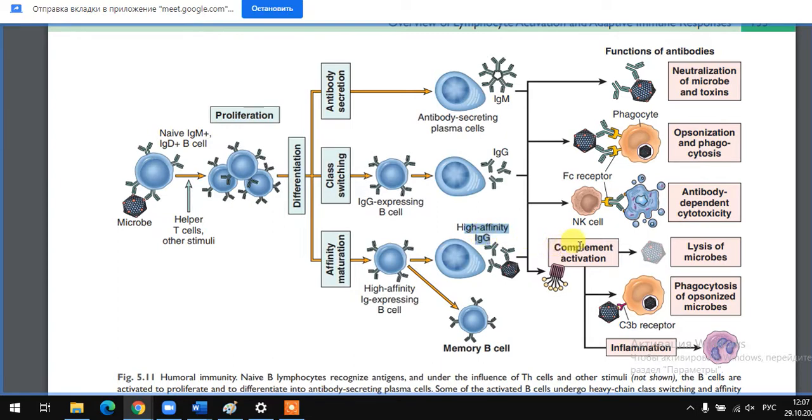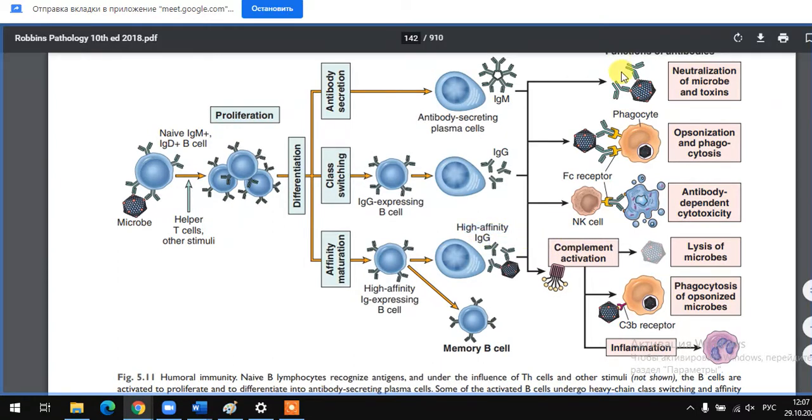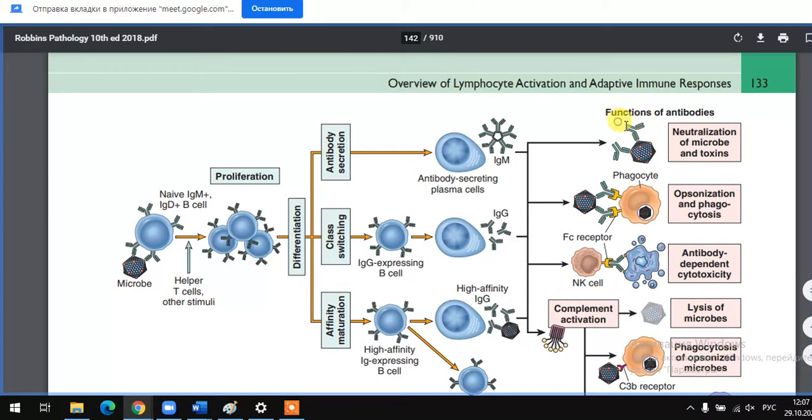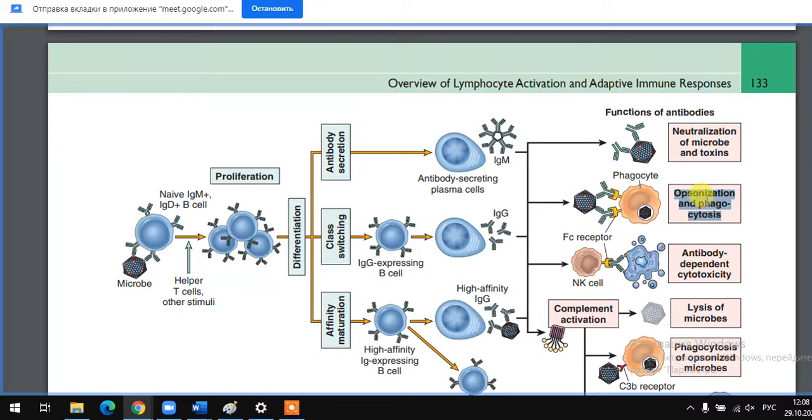Okay. And then we have the functions of antibodies. First of all, this is neutralization of microbes and toxins. This is just neutralization by attachment to the surface. Then of course the next step is opsonization and phagocytosis. So these antibodies are used as markers for phagocyte cells or macrophages, and they can detect these and swallow them with the help of receptors.